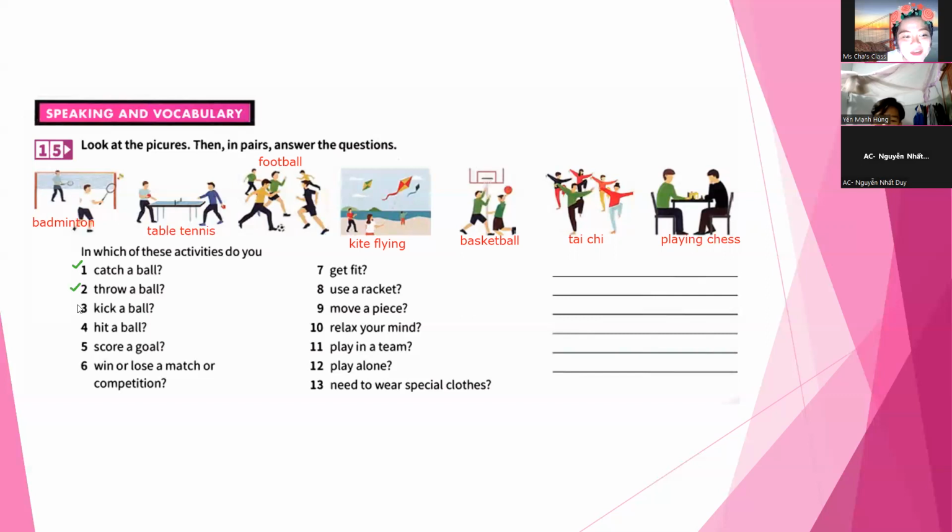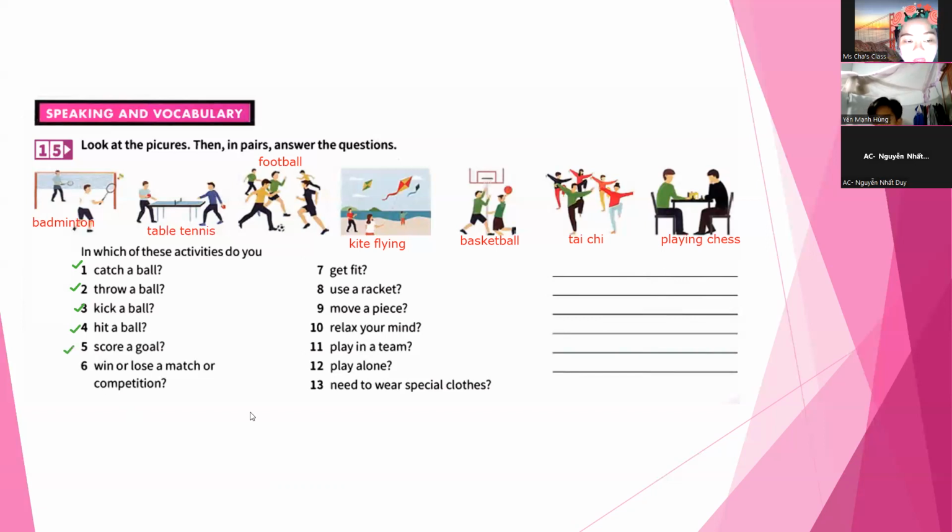Number three, in which of these activities do you kick a ball? Football. Four, hit a ball. With this one, hit means using something. Badminton and table tennis. Score a goal. In which activity? Football and basketball.